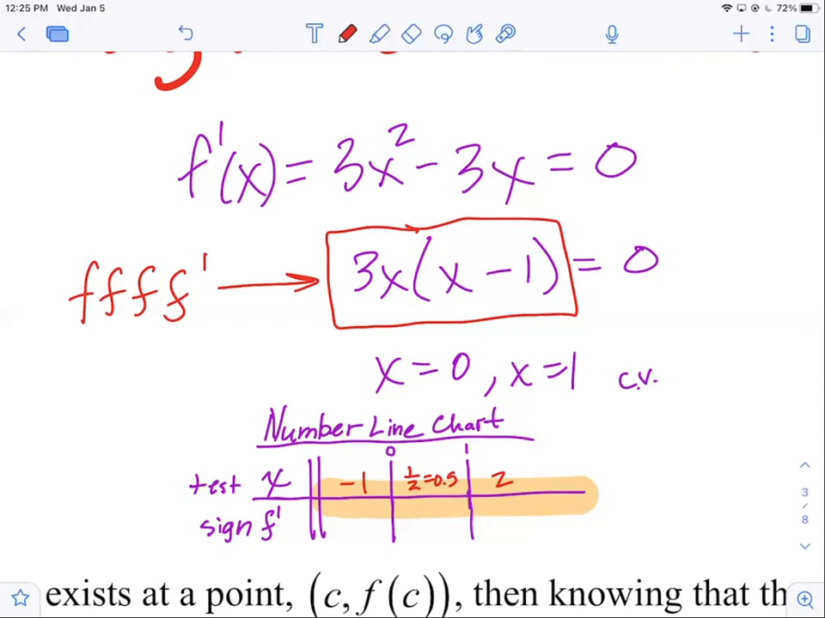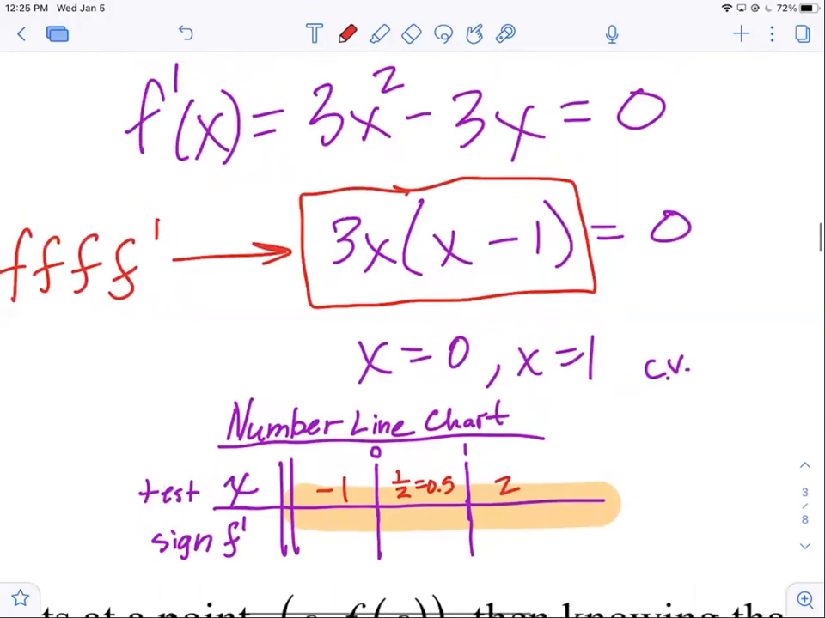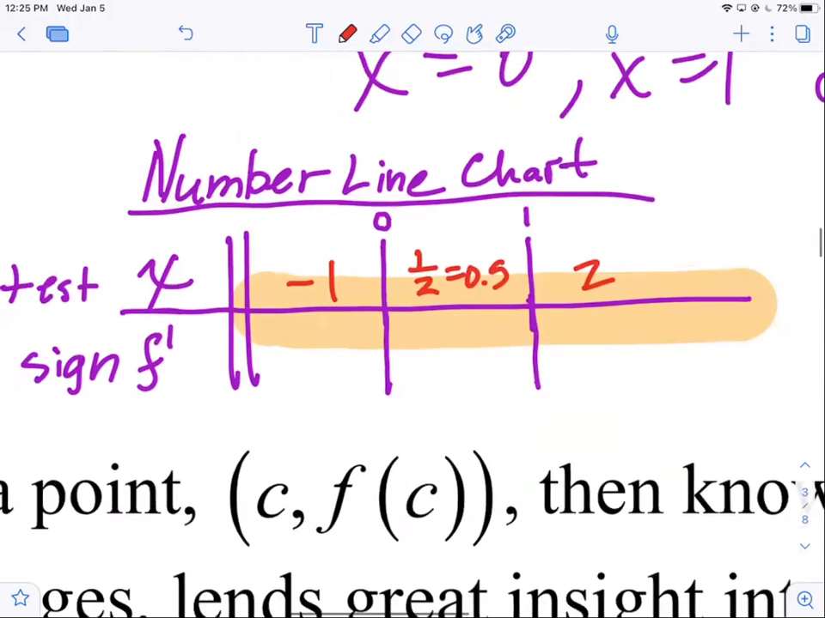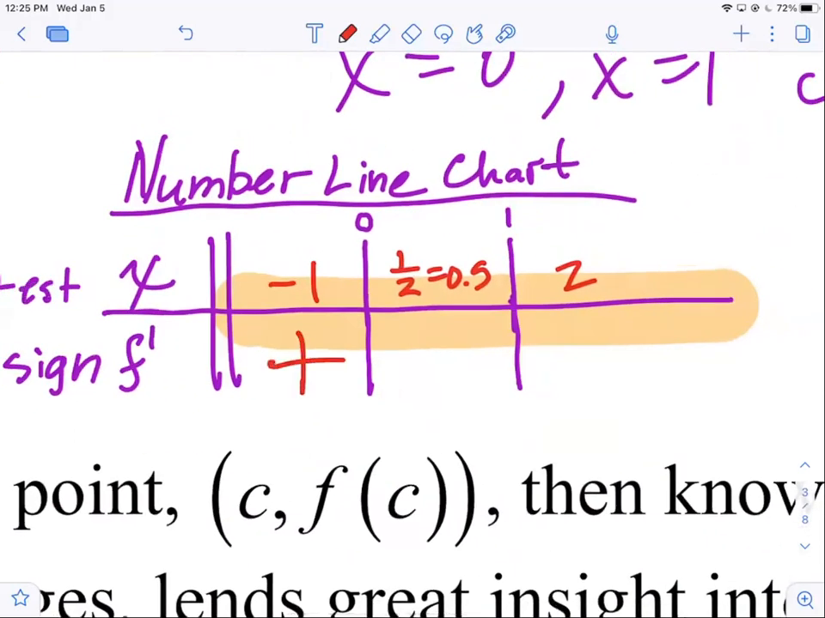Okay, now watch how easy it is. We're going to take our test values and plug them in to see what the sign is. 3 times -1 is negative. Who cares? -1 minus 1 is negative, who cares? What's a negative times a negative? A positive. So I put a plus sign in here. You could write the letters POS, whatever helps you.